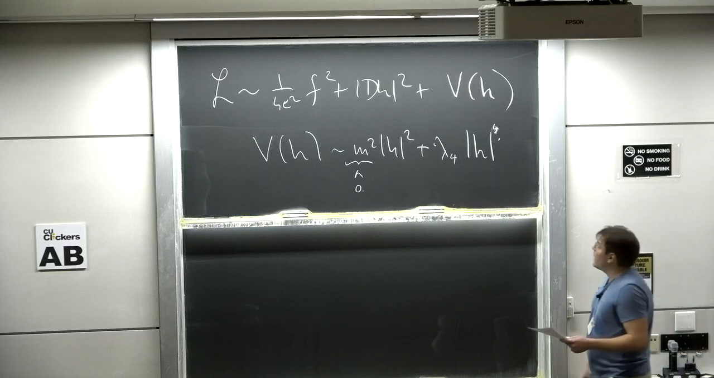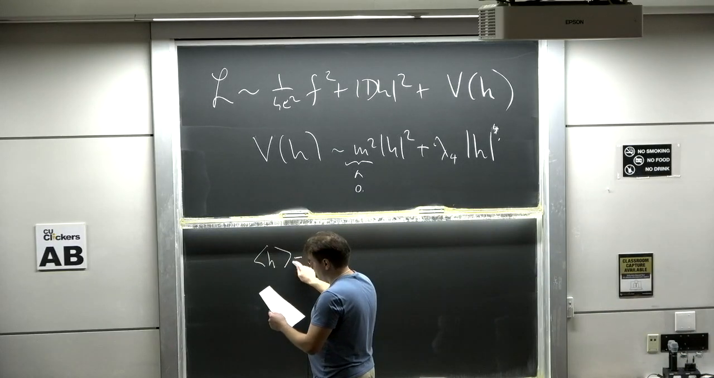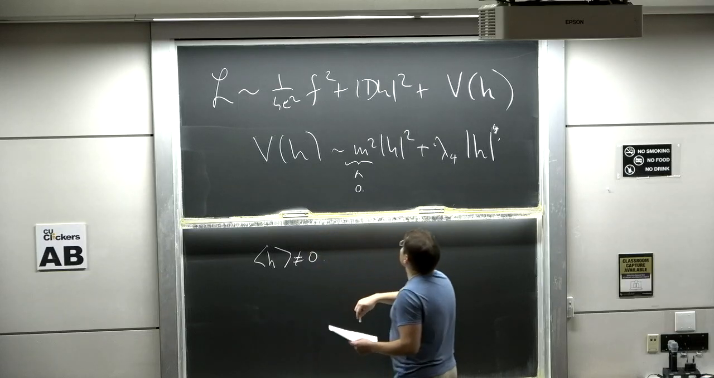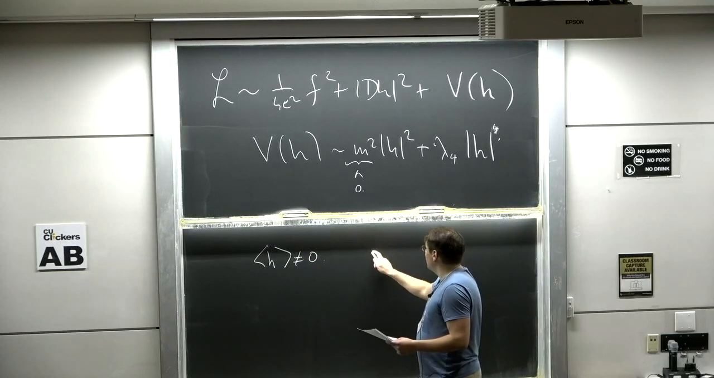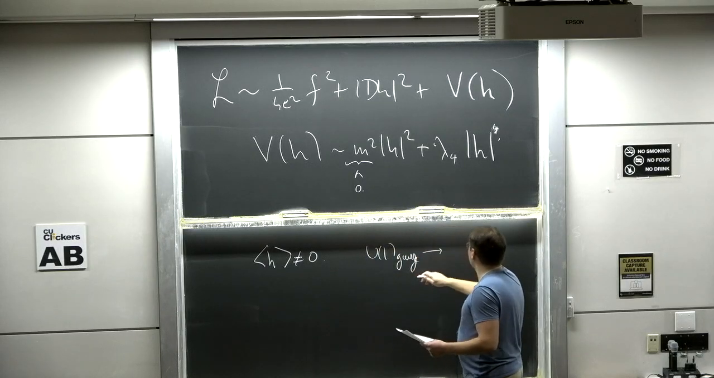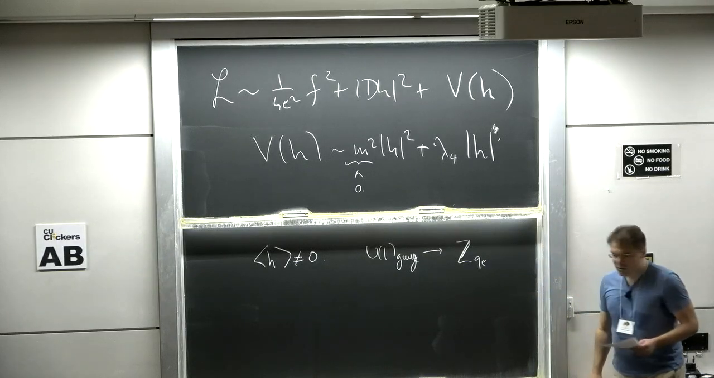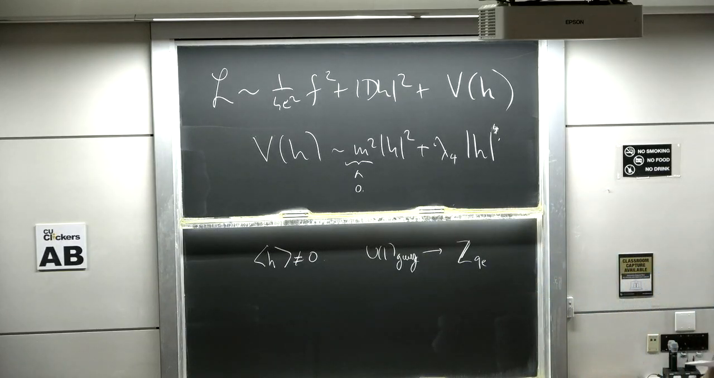All right, so if m squared is negative, then H gets a VEV. And since H has charge Q times e, the U(1) gauge symmetry is Higgsed to its Z_Q subgroup. In sloppy parlance, we say it's spontaneously broken to its Z_Q subgroup.